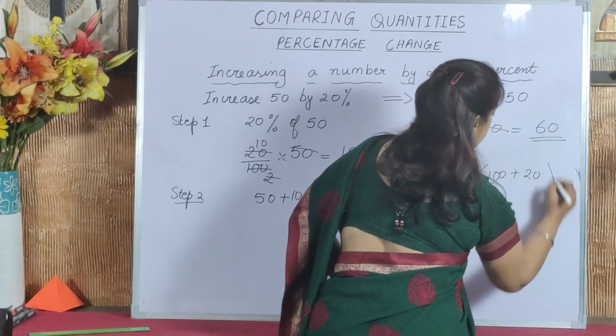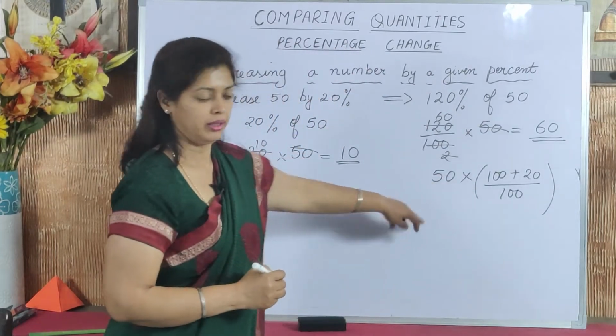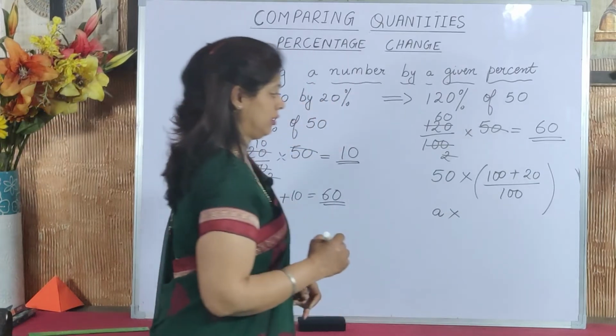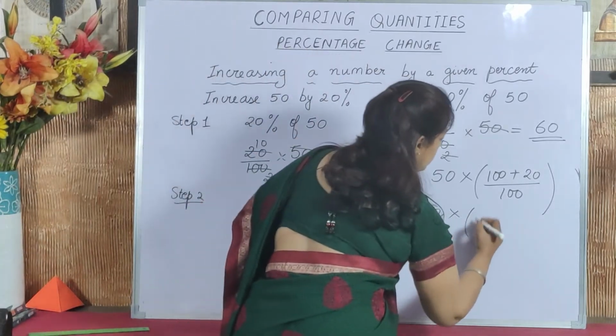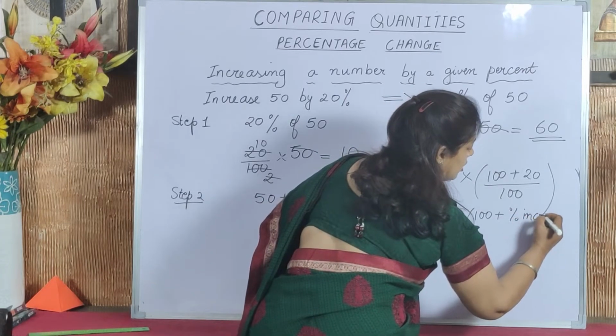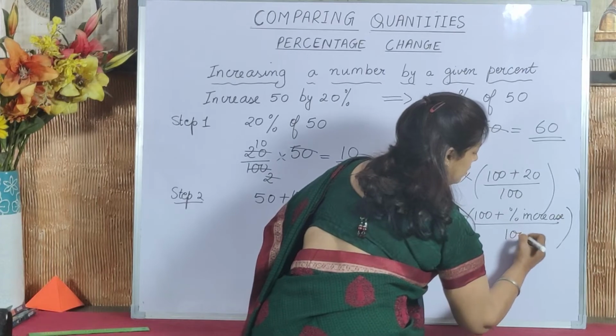100 plus 20 upon 100. That is 120 upon 100. And in general, say you have any number A. So how will you increase the number? 100 plus the percentage increase, whatever percentage increase is given to you, upon 100.